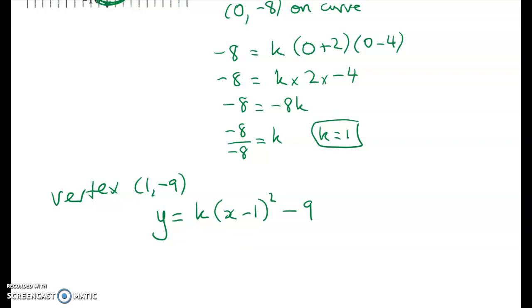All we have to do now is to choose a point to figure out the value of k. Again, I'm going to use the y-intercept because it's easy. It's (0, -8).